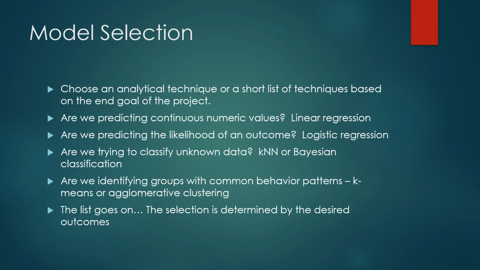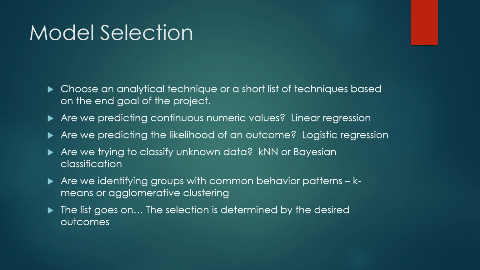Then we choose, now that we understand the relationships of the variables in the data, what model is going to get us what we want. So we'll choose an analytic technique, or a short list of techniques, based on the end goal of the project. And we could figure out, so what are we trying to do here? Are we trying to predict a continuous numeric variable? Then we might use linear regression. Are we trying to predict the likelihood of an outcome? We would use logistic regression. Or trying to classify unknown data, then we can use KNN or Bayesian classification. Or if we're trying to identify groups with common behavior patterns, we can use K-means or agglomerative clustering. And the list goes on.